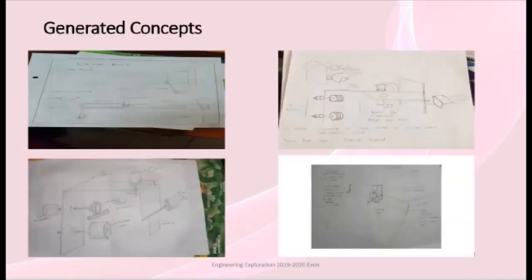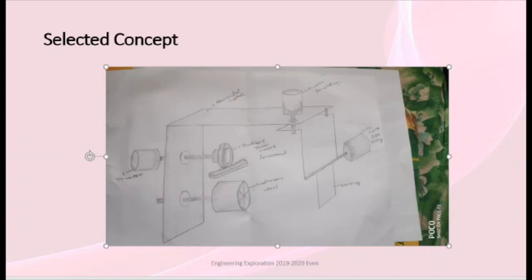These are the main subsystems which we have identified in our course project: movement unit, rotating unit, and striking unit. These are the 4 generated concepts designed by our team. So we decided the third concept as a design for the carom board. I will hand over the further presentation to Samant.